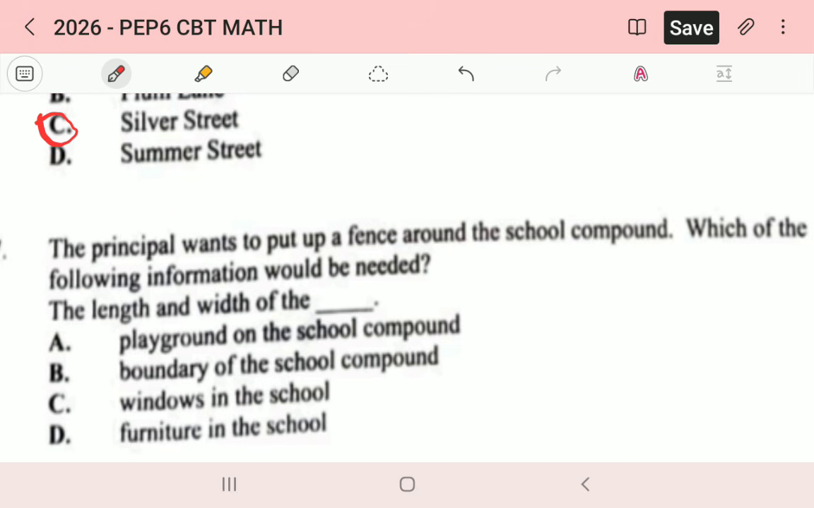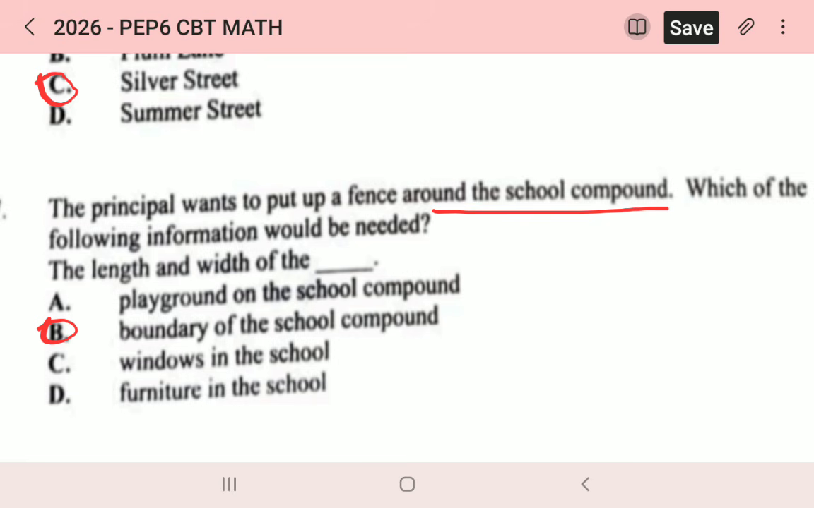No, she wants to do the whole school, the school compound. B says the boundary of the school compound. Don't need to go any further. C says windows of the school. No, it ain't fencing the window, not fencing the furniture in the school either. Those will be included in the whole school, but you're looking at the compound.